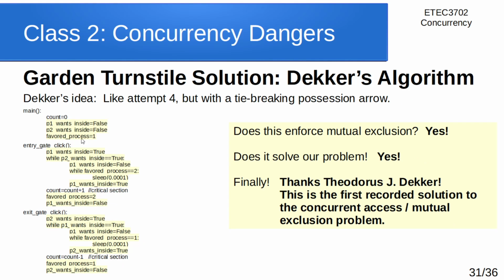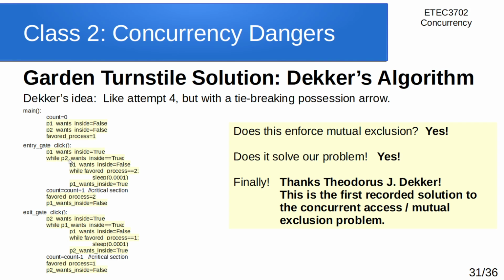Okay, so Dekker's algorithm: they both start out not wanting inside. P1 raises his flag before he checks anything. He then waits while the other guy wants his flag. He lowers his flag, but then he looks and says, who has the possession arrow? If the favored process is the other guy, then I wait. And while I'm waiting, I've lowered my flag, which will allow the other guy to proceed. Afterwards, I raise my flag back up again after I'm done waiting.